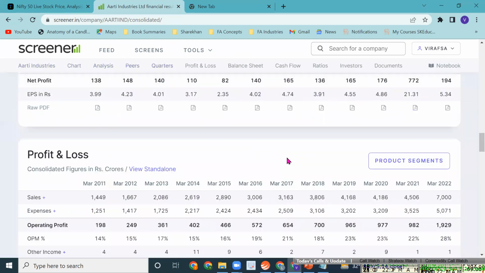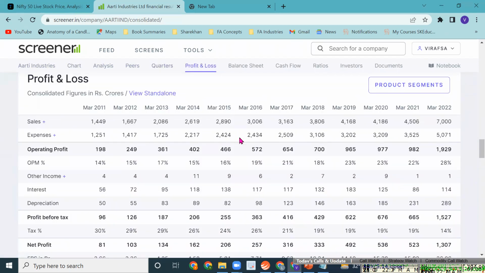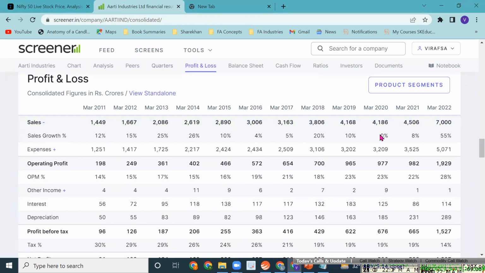If you see the growth from the sales point of view, the sales growth has increased. The profit growth has also increased. In the last 12 months also it is positive. But the stock price has come down by 15%. So there are some issues with the company. One has to go through that, then you will come to know what the major issue is. Here, see the sales growth in March 2020 was 0, then it has increased to 8. So on a lower base, it has increased to 55, which is a positive sign currently. But still, in spite of the good earnings, the stock has fallen badly.